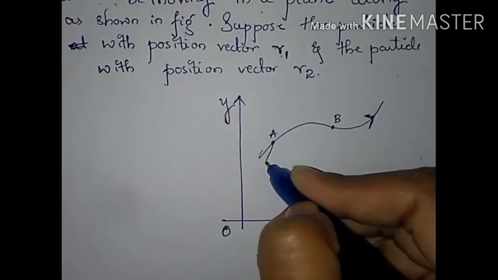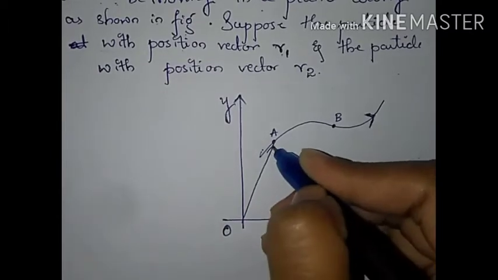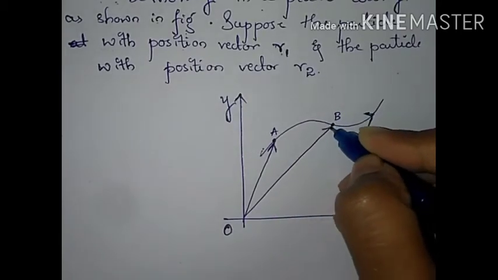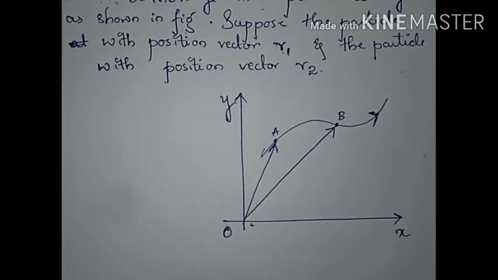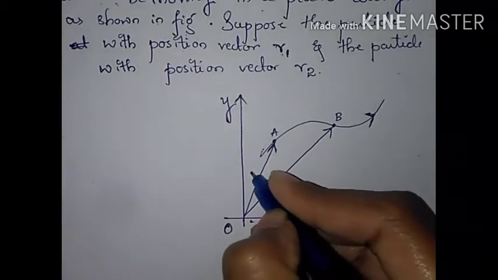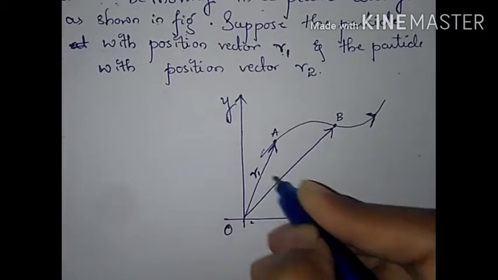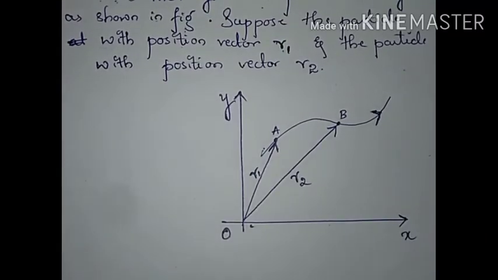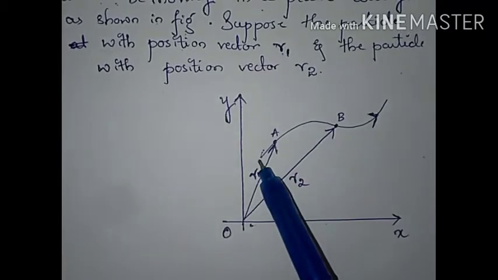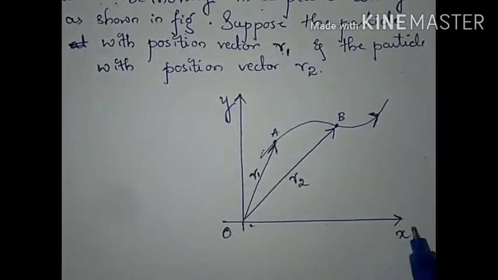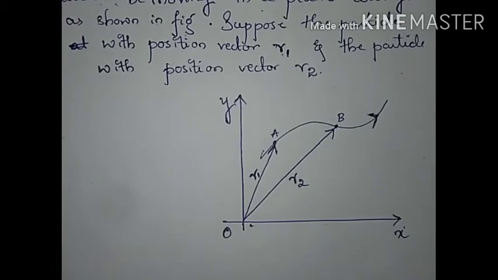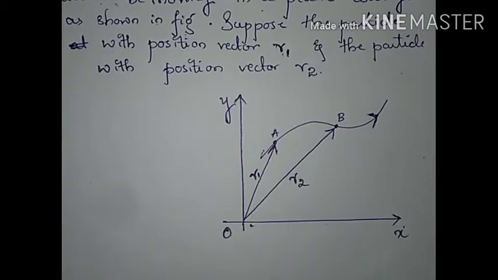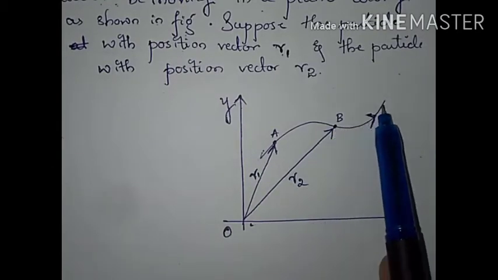Now you have to draw the position vector from origin to the point A and the position vector from origin to the point B. So this position vector, let us call this as r1 and this as r2. So hope this diagram is clear to you all. So what we have done here is we have taken the motion of the particle in plane. So the motion of particle is in this direction, or the particle travels in this path.